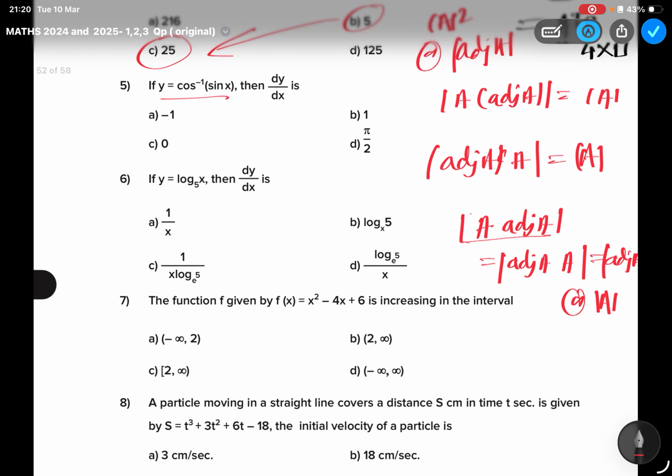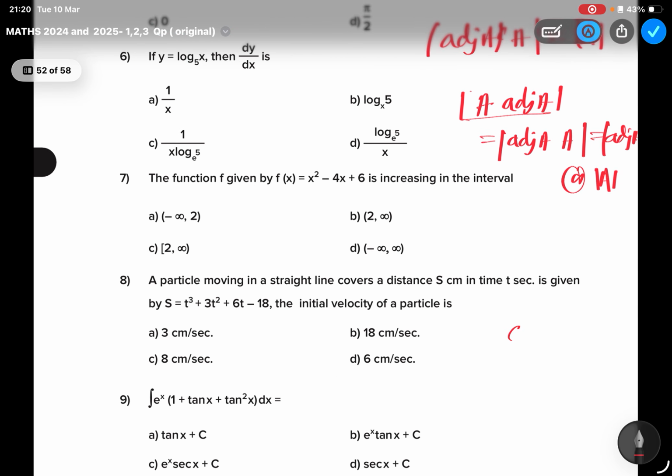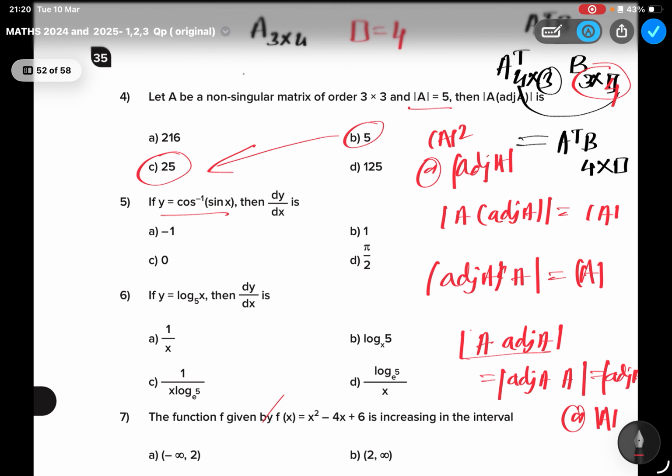Cos inverse of sin x. What is the cos inverse x differentiation? That is minus 1 by root of 1 minus x square. X value is sin x. 1 minus sin square. It means here you will get cos inverse of sin x, minus 1 by root of 1 minus sin square. Differentiation of sin x is cos x. Minus cos x. 1 minus sin square is cos square, root of it is cos x. Differentiation of root of cos square is cos. Minus 1 is the answer.